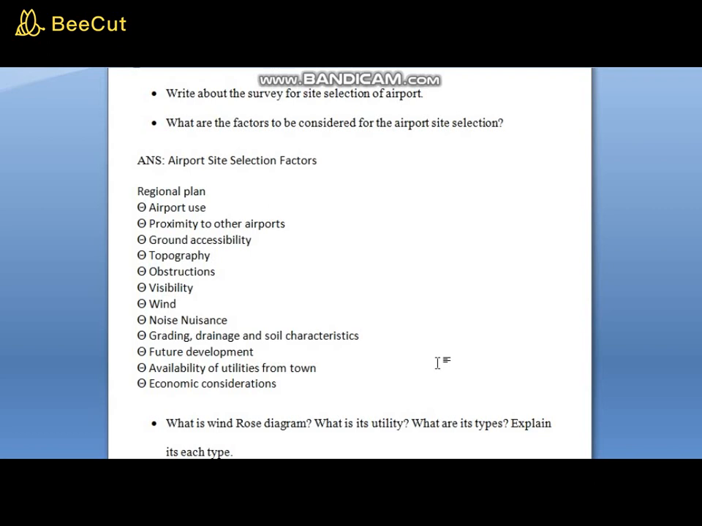These are nothing but the factors to be considered for airport site selection.